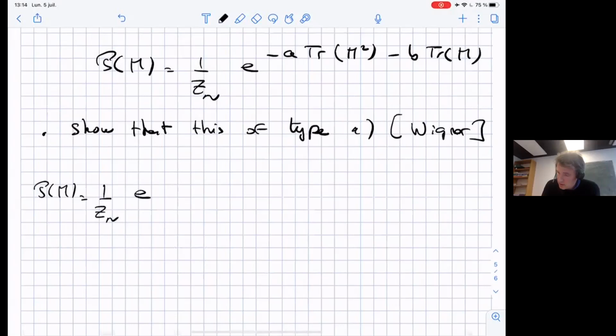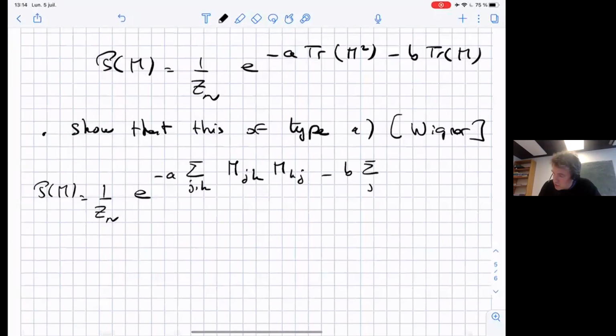Okay, so this is just exponential of what? So let's just rewrite what this trace of M squared is. By definition, this is just a sum of M_jk M_kj. Okay, so that's the definition of a trace of M squared. And then here I just have the sum, say over j, of M_jj.